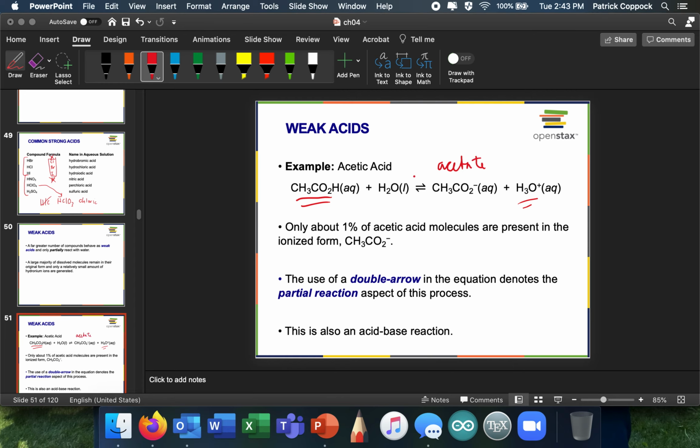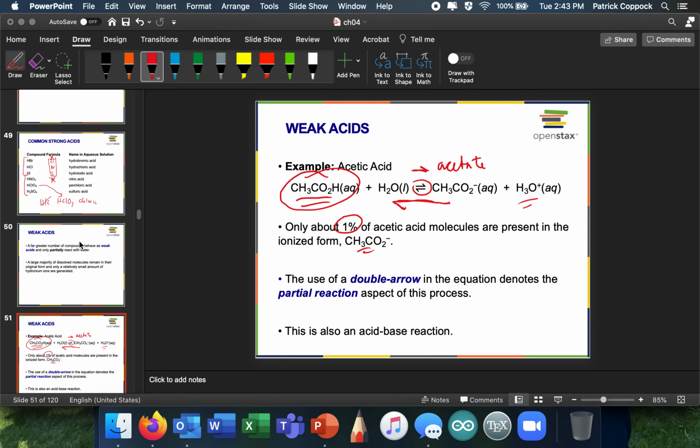Only a small fraction, and so we use this equilibrium sign. If I want to indicate only a small fraction, I might draw a little arrow going forward and a big arrow going backward, and that would indicate that really more show up in solution as acetic acid. Only about 1% of acetic acid molecules show up in the ionized form as acetate. Okay, so we use the double arrow in the equation, and that means it's partial, and it goes both ways.